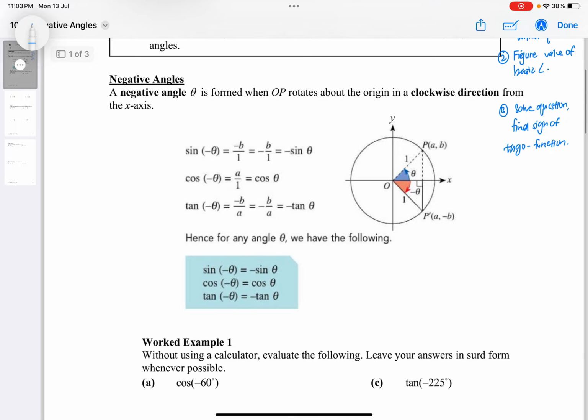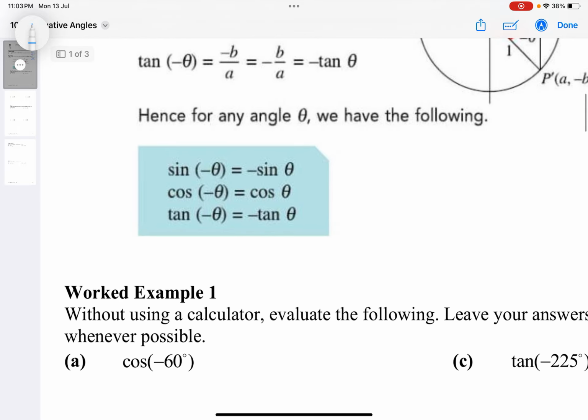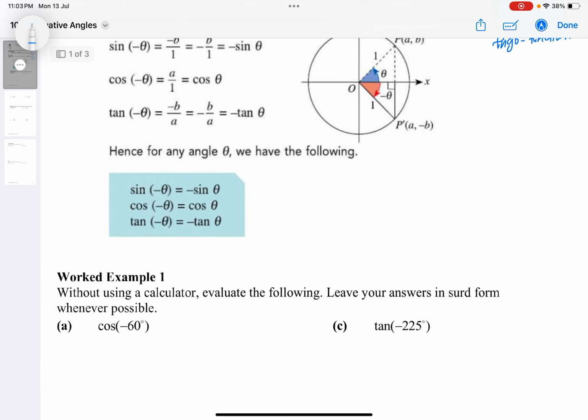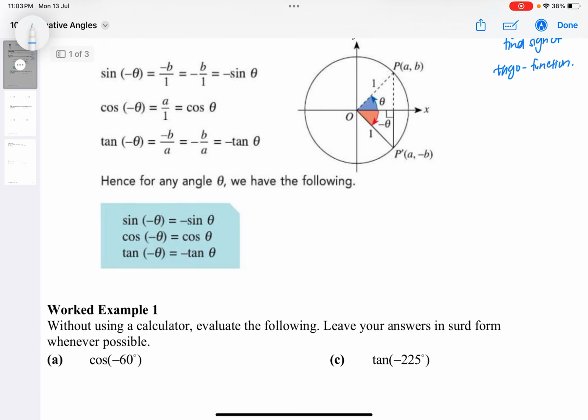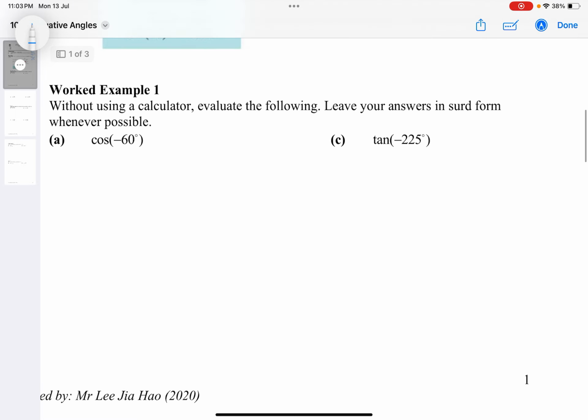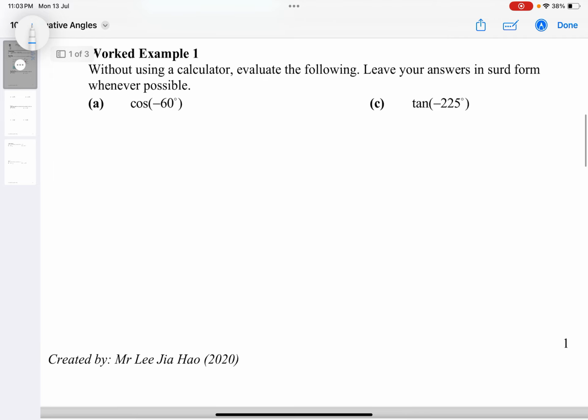I already more or less covered whatever is written here. This formula, sine of negative theta is negative sine theta, and so on. This one you can memorize. I wouldn't say it's a necessity because you can do the entire question by just figuring out which quadrant the angle is in. So you don't really have to memorize. You can go by understanding.